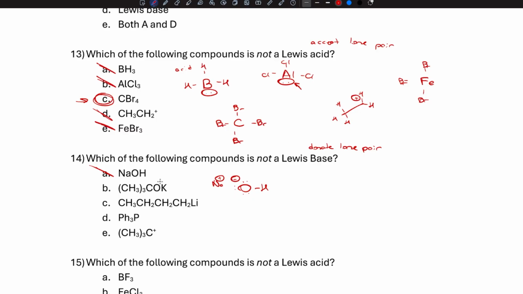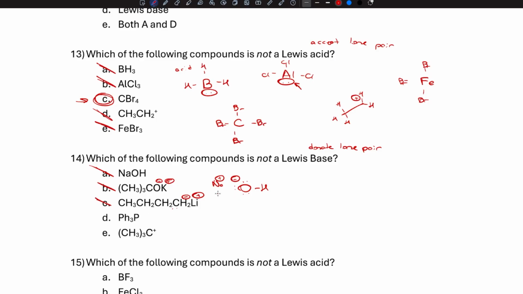Now, B, this is another example. I'm not going to draw this out. We should notice that this O is going to be negatively charged and this potassium makes it positive. They equal each other out. It's ionic. And because its oxygen is negatively charged, we know that we have an extra lone pair there, meaning that we can act as a Lewis base. And in C, this lithium is telling me that we have this negative carbon over here. We probably have an extra lone pair there. And lithium is positively charged, meaning that if we have this extra lone pair on this carbon, we can donate it. And so it definitely can act as a Lewis base.